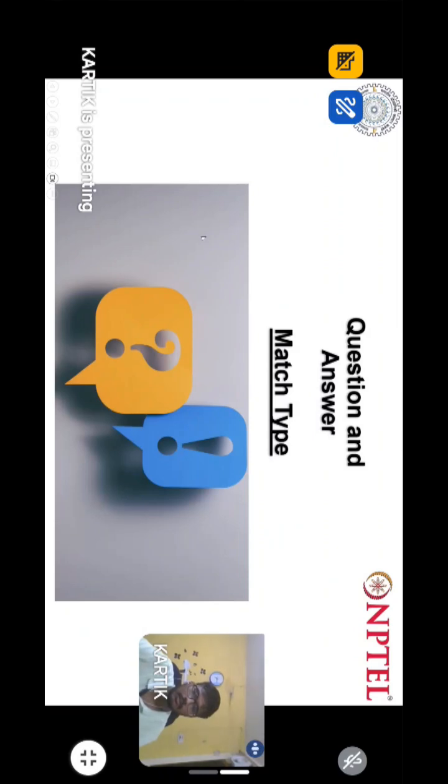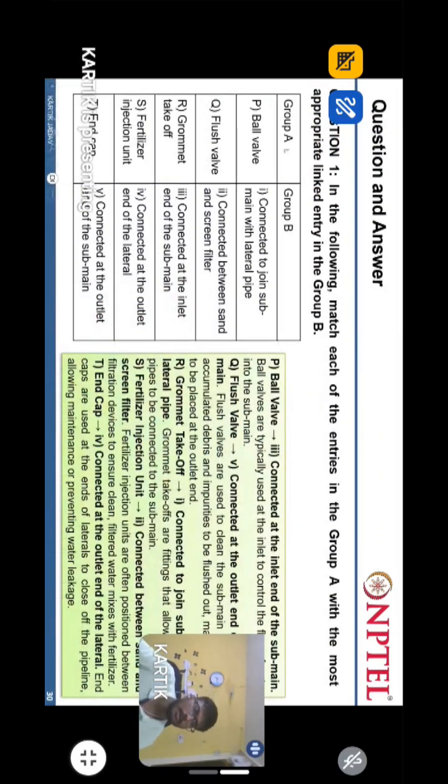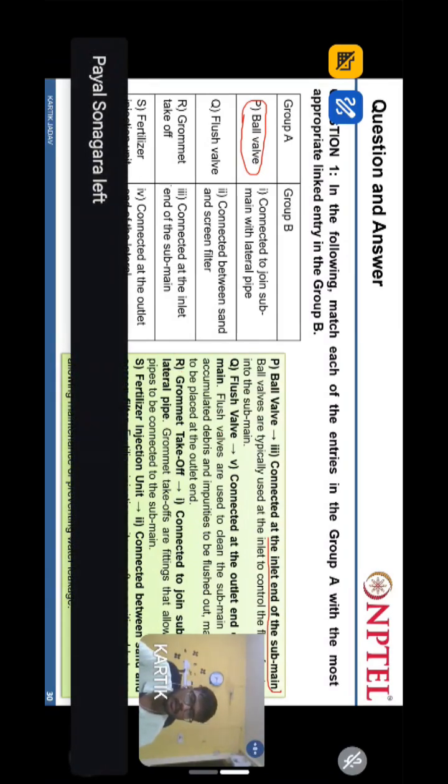So in the match type of question, question number one: in the following, match each of the entries in group A with the most appropriate entry in group B. Option A is given as ball valve. We know that a ball valve is used to control the water flow and it is connected at the inlet end of the submain, meaning at the side of the inlet.